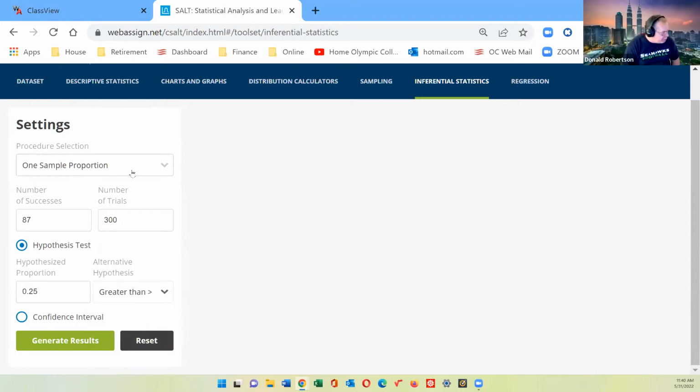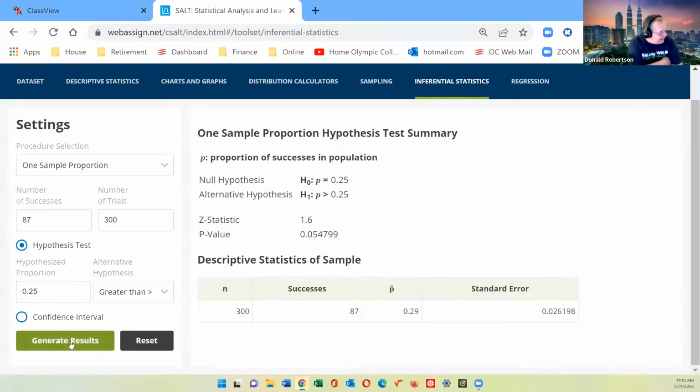Now, one sample, how many were drunk out of 300? Make sure it's hypothesis test. The null hypothesis goes there, right? So if it was 40%, 0.40 would go there. The alternate is just greater, less than or not equal to, and you hit generate results. And it tells you pretty much everything that you need to know. There's the null hypothesis, and there's the alternate. Isn't that nice that they called it?